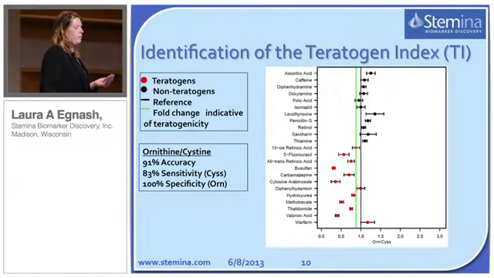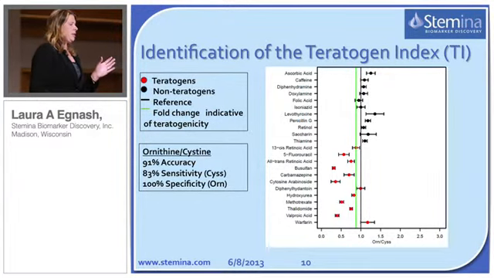This is part of our process, and I'm trying to put a lot of work into one slide here. So let's tell you what all these points mean. The red dots are teratogens in our training set. The black dots are non-teratogens, and our green line here is actually our fold change indicative of teratogenicity. And what that line represents is the measurement of ornithine and cysteine in a ratio.